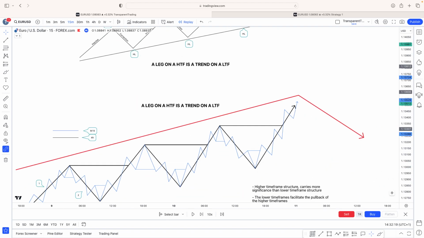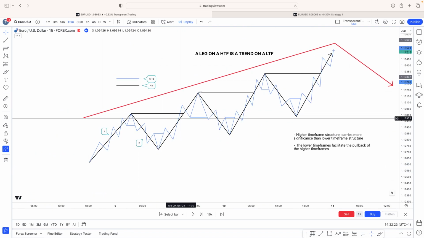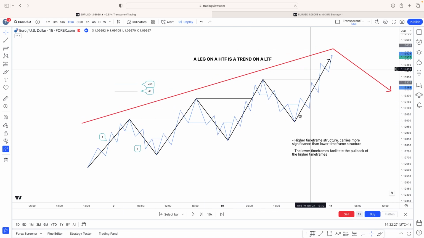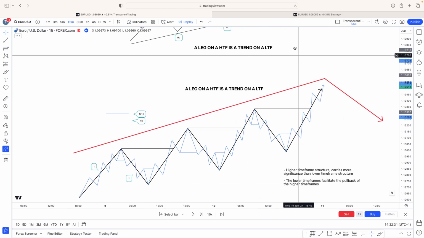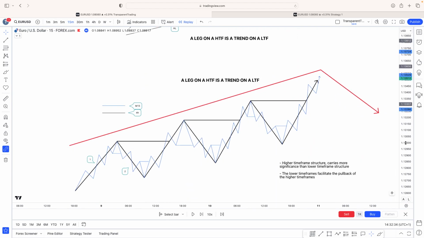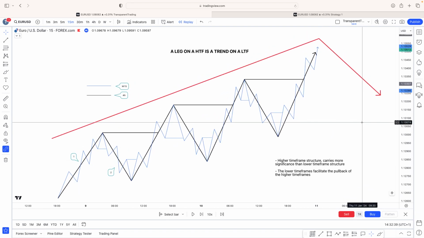Now, imagine in this diagram, this black line here of impulse, correction, impulse, correction, impulse, correction, impulse is exactly the same as this impulse, correction, impulse, correction, impulse, correction, impulse, okay? So this black line here is the same as the previous diagram. It is a 4-hour bullish trend to the upside, okay? So just ignore the red line for the time being, but the black line here is the 4-hour structure, and the blue line is the M15 structure, okay? And ignore the red line for the time being.